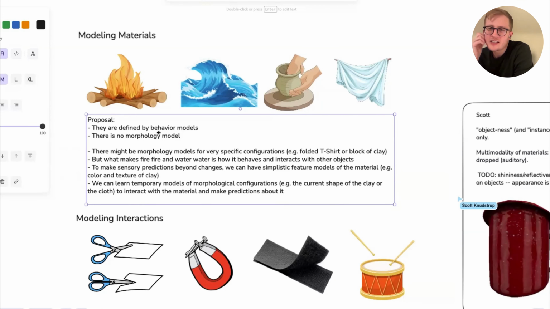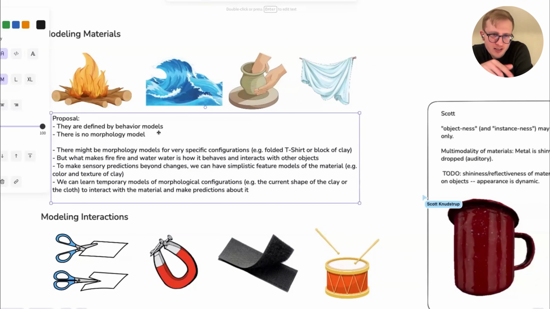I think what Scott and Vivian brought up on Monday, the emphasis on behavior modeling for these kinds of things, is an interesting perspective switch. Obviously we were already talking about how cloth has a behavior and water has a behavior, but when we model these things, so much of it is really down to behavior, to the point that it's almost as if there's no morphology model. But I also agree that there are other models that are able to recognize it.